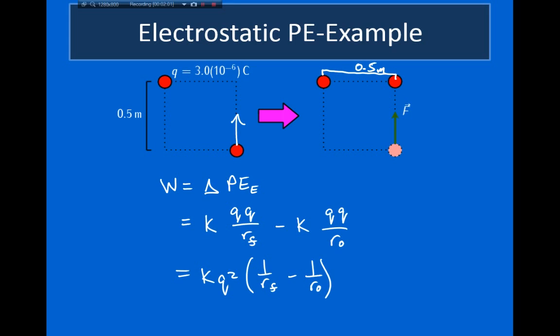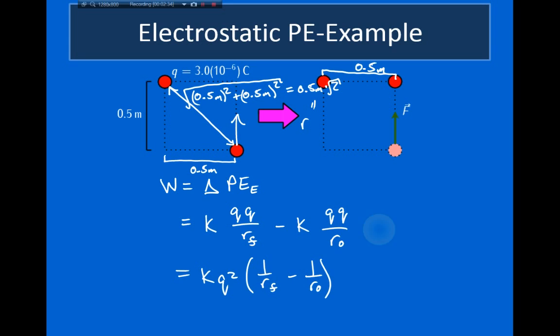And the initial distance, if we think about this, this is a triangle here, right? Both of the sides are going to be 0.5 meters. So the initial distance between these charged particles is going to equal the square root of 0.5 meters squared plus 0.5 meters squared, which is equal to 0.5 meters times the square root of 2. So that is our R initial.